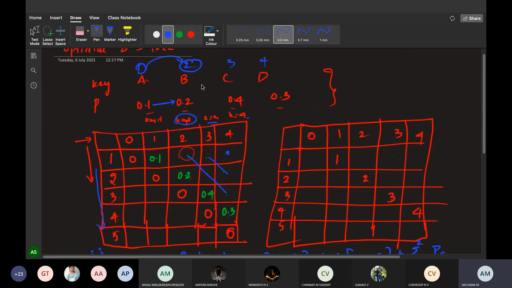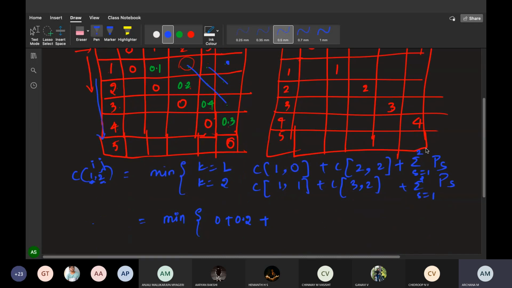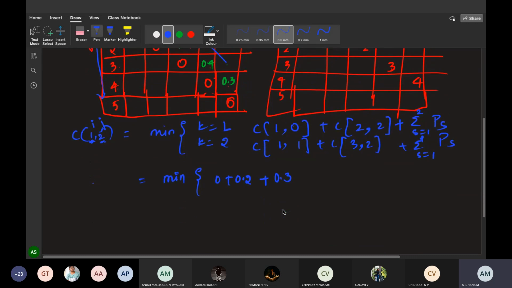Okay, so from 1 to 2 you are moving. So 0.1 plus 0.2. What is the value of this? Sigma, that is nothing but just finding the sum. 0.3. Understood? So that is the first one. Come to the next one.